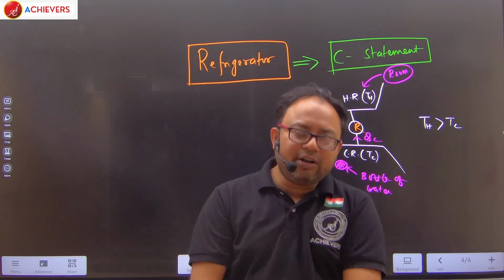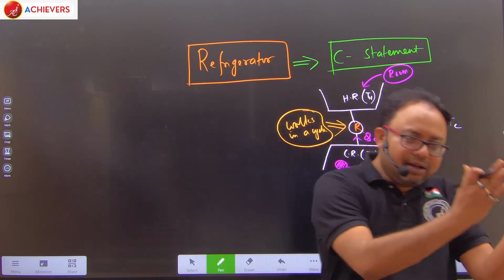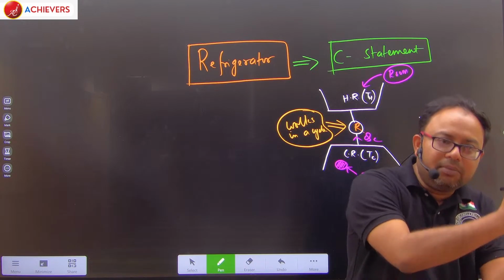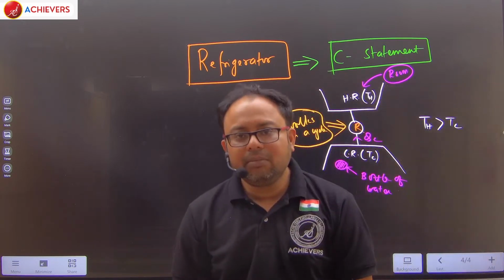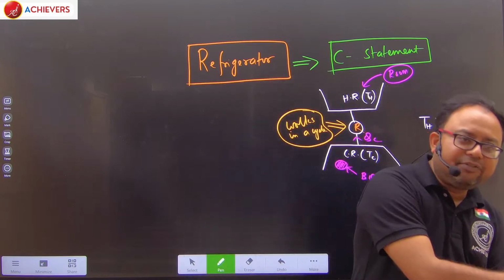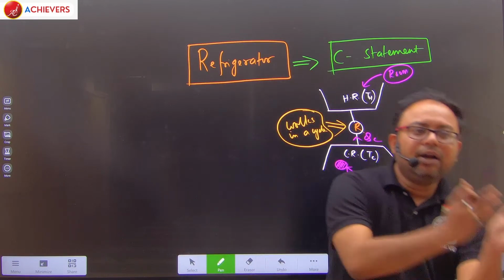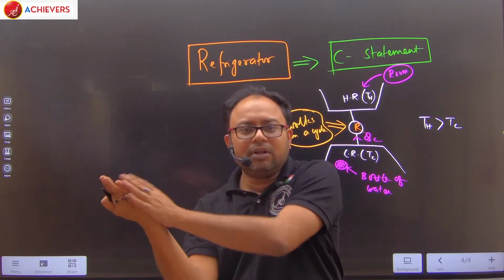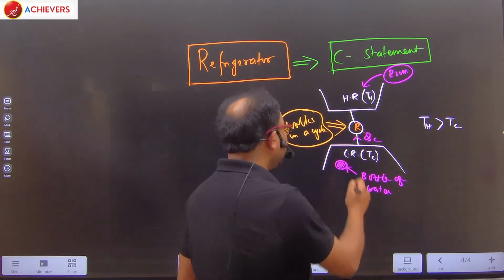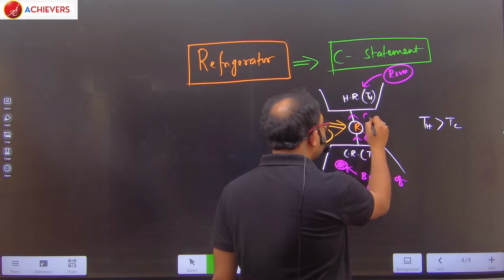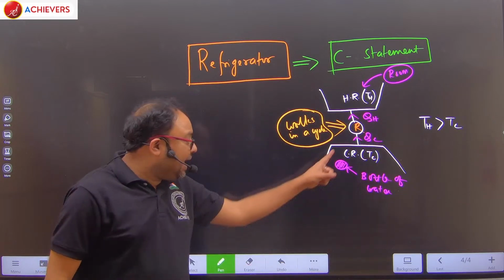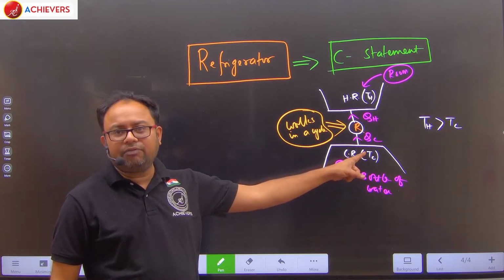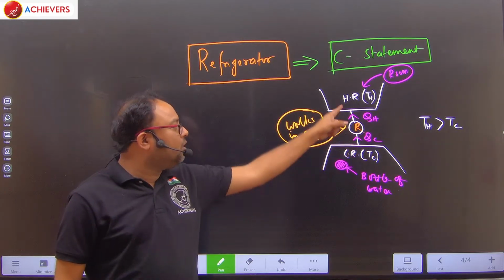The room is the hot reservoir. So the heat is transferred from the refrigerator box to the room. You're transferring heat from the cold reservoir of the refrigerator to the room. The room is the hot reservoir. So you're transferring QH amount of heat to the room. Mind it, the exact amount of heat withdrawn from the cold reservoir is not transferred to the room.